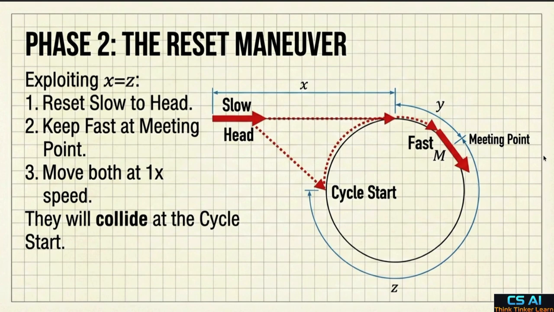3. Move both at 1x speed. Now both pointers advance one node at a time. Because x equals z, they will collide at the cycle start. The second collision uniquely identifies the exact entry point of the loop within the linked list.